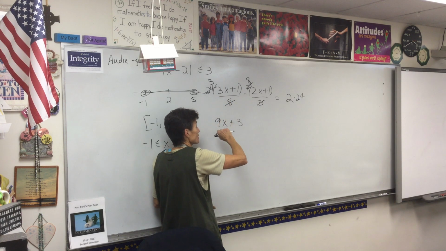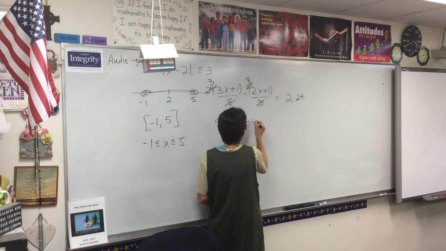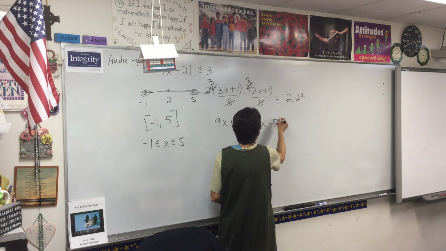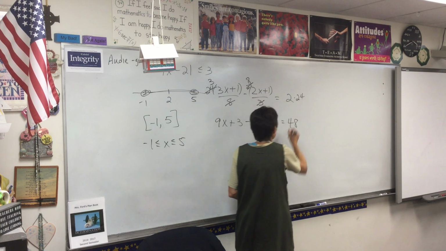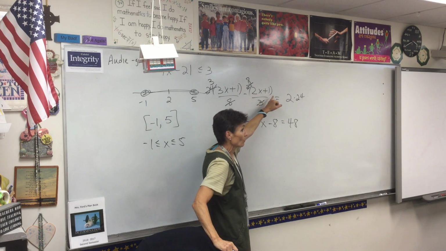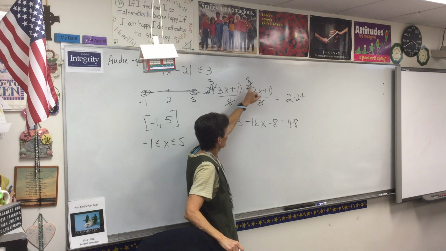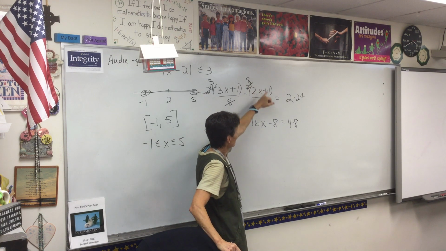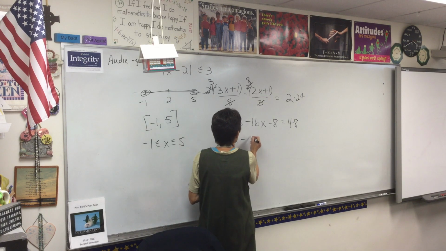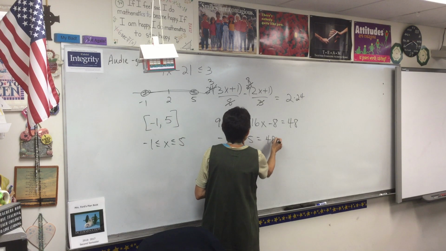And here's where the mistake's going to happen. This next one is -16x minus 8. That's the mistake right there. See that minus sign right there? That distributes all the way through. So that's going to be -16x minus 8. So -7x minus 5. I'm just collecting like terms.